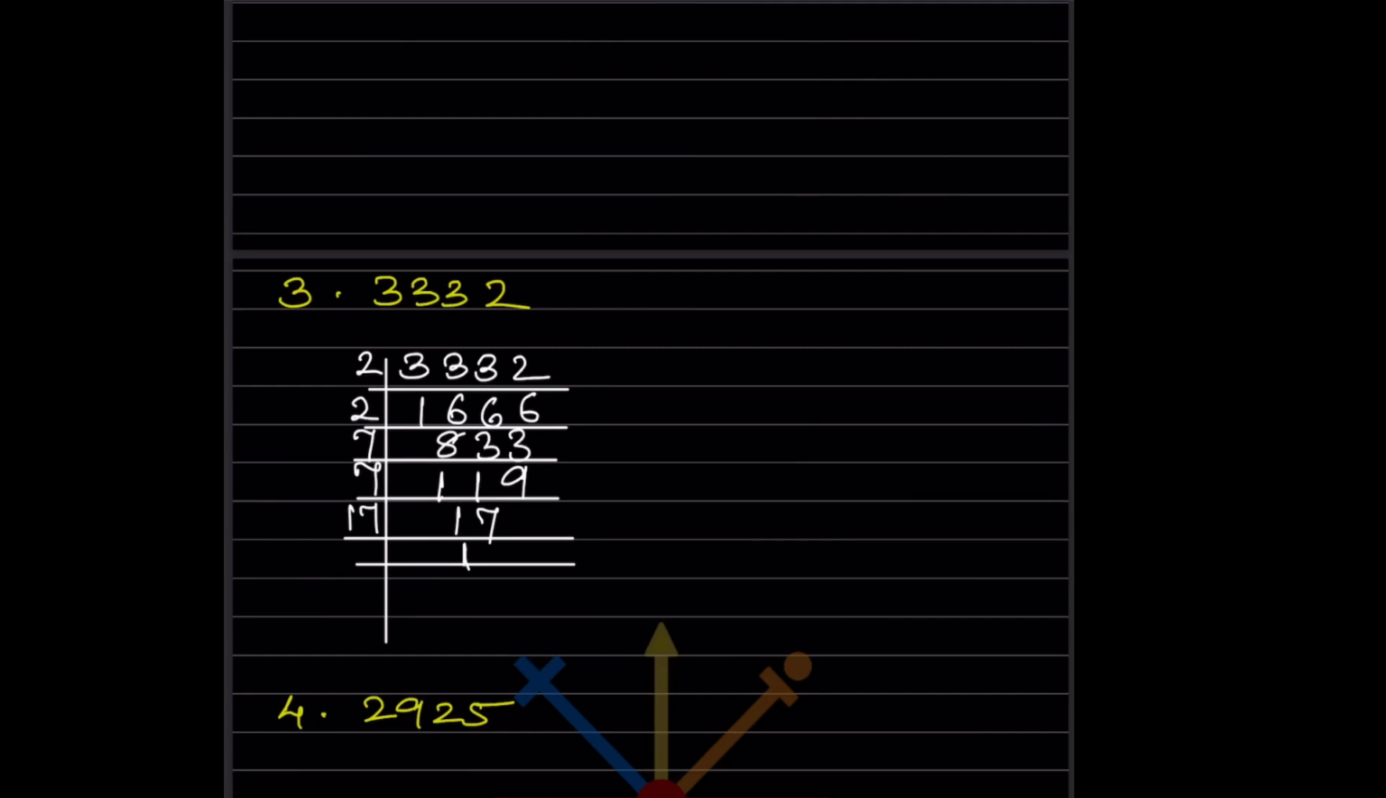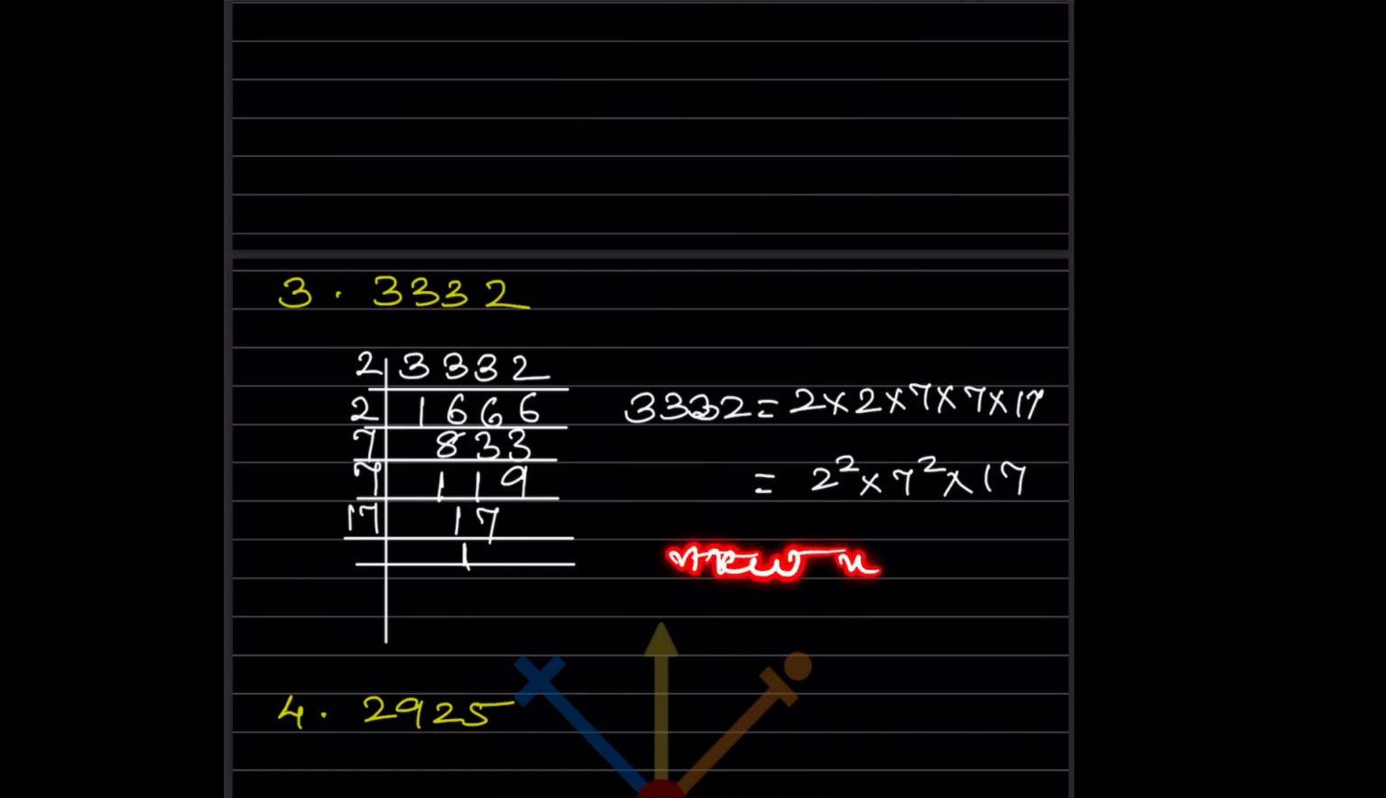So what we can see, that will be 2 into 2 into 7 into 7 into 17. So this should be 2 square into 7 square into just 17. So the new number should be multiplied by 17. New number should be multiplied by 17.